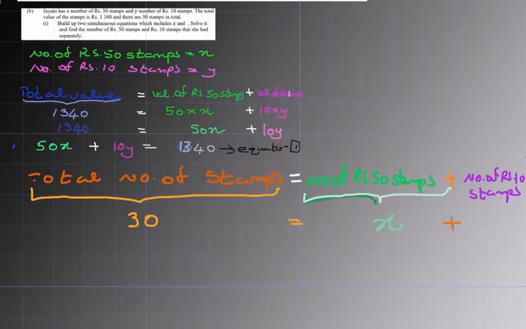It is X plus the number of 10 rupee stamps. Has it been given to us? No numerical value, but they have given us a letter. Number of 10 rupee stamps equals Y. So what do we write? Y. So now we have formed the second equation. Let's make it a bit more beautiful. How do you make it beautiful? Normally we write the letters in the left and the number in the right. So same thing can be written as what? X plus y equals to what? 30. And this is our equation number 2.